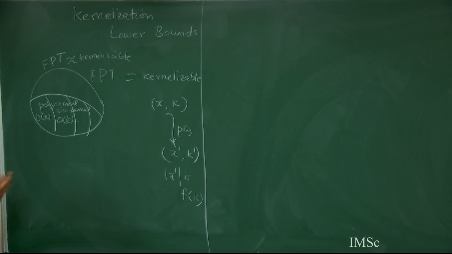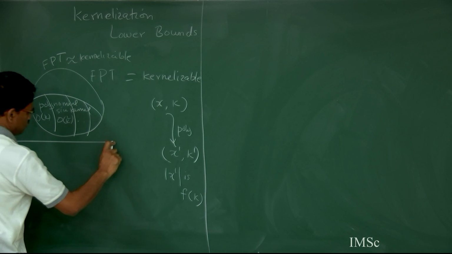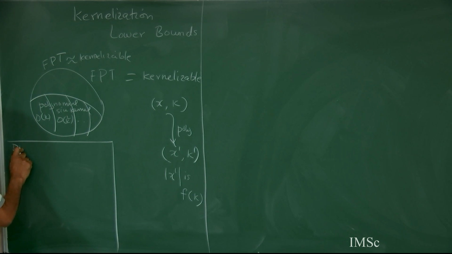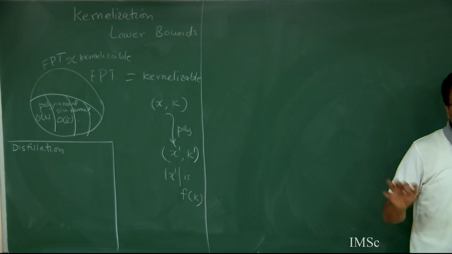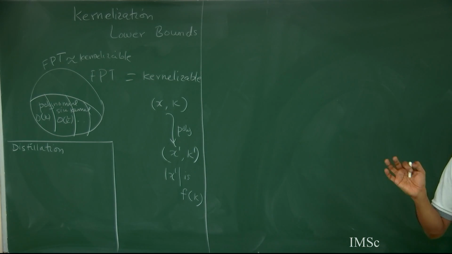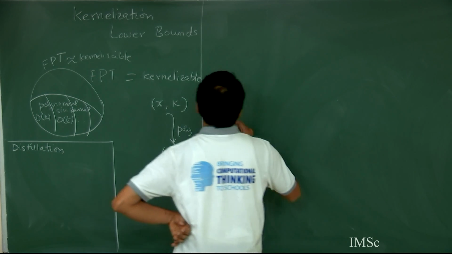So central to this, there is this notion of distillation. But before that, let's look at an example. This is a standard example, so I might as well do it, to see some problem which somehow intuitively is not polykernelizable. So let's look at this k path problem.